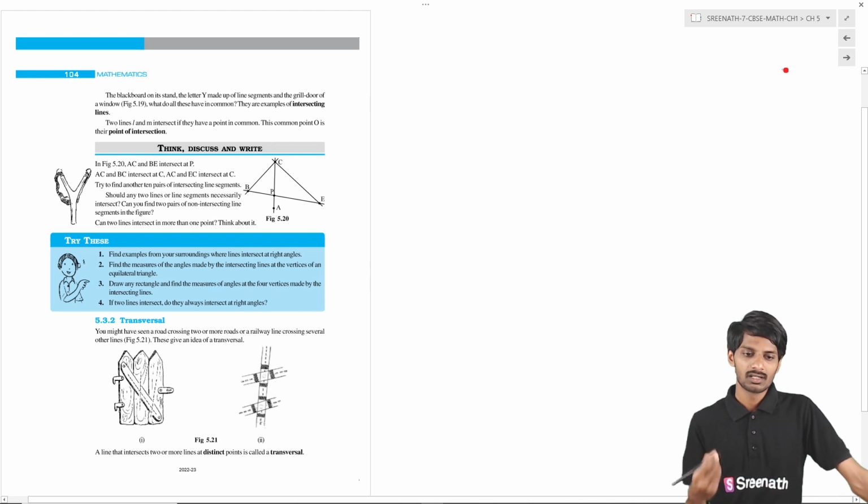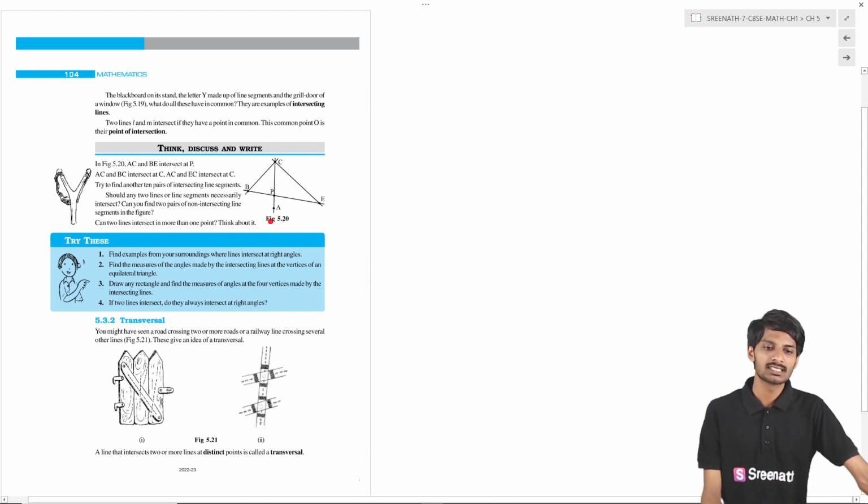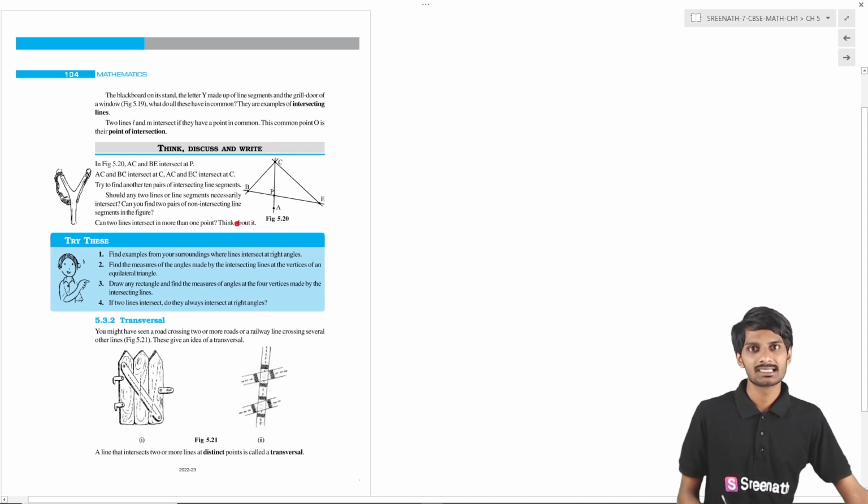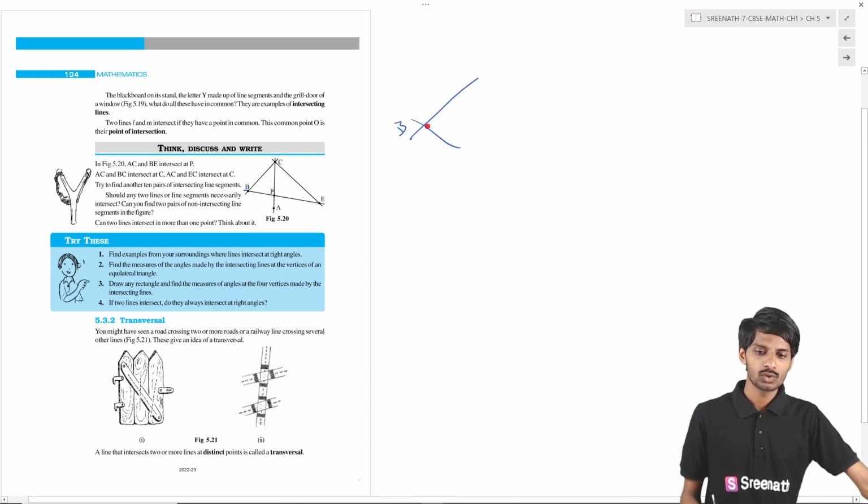Okay, can you understand it? Now just think and discuss. In this, what are the intersecting lines? There are so many intersecting lines. So here B is the intersecting point of these two lines, that is, lines BC and BP. And line C and line E intersect at this point C. So this is one intersecting point, this is another. These two are intersecting lines, these two are intersecting lines, and these two are also intersecting lines.